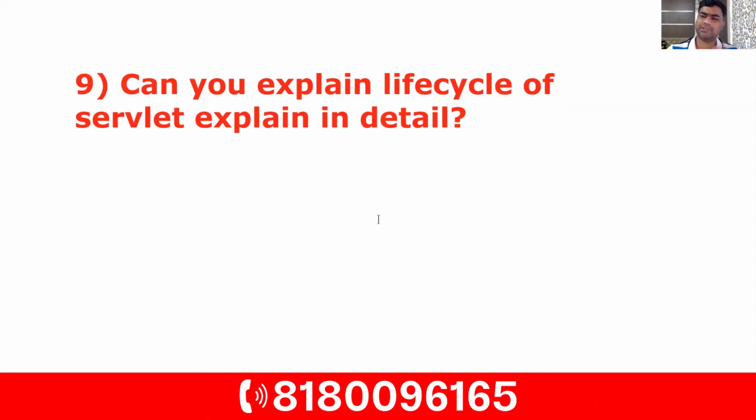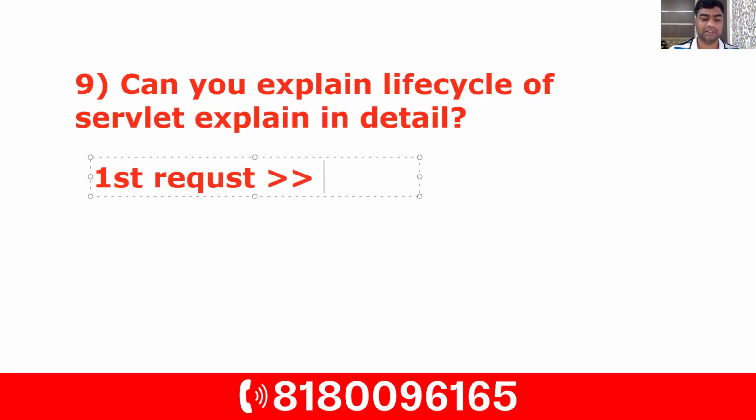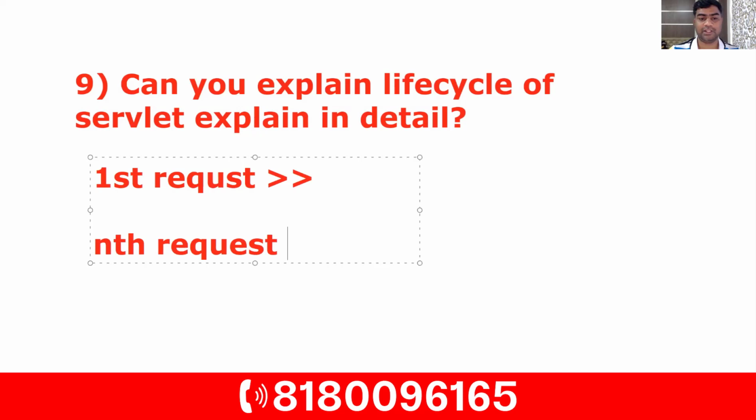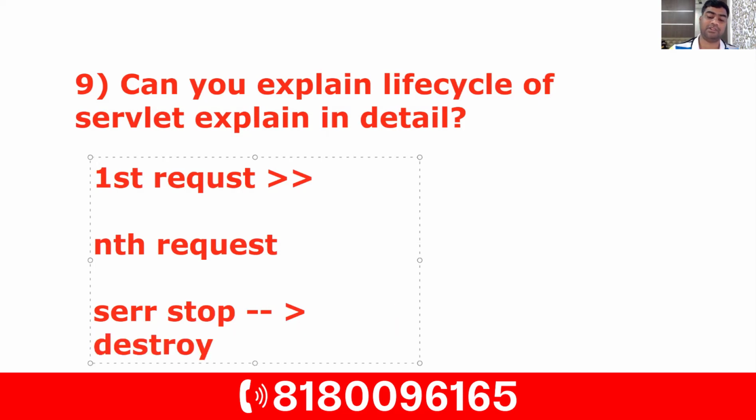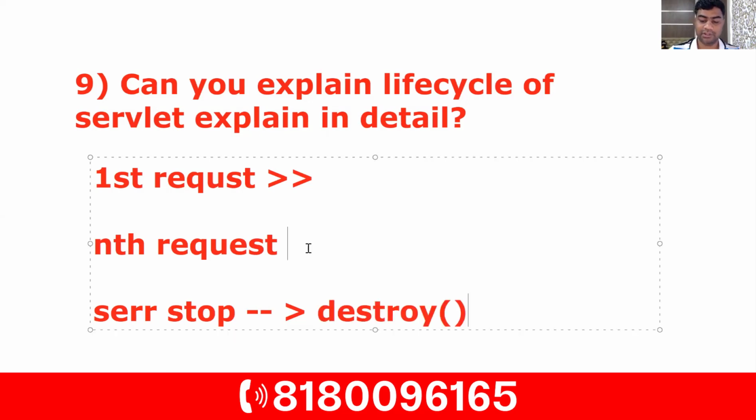Any request you send goes to the service method. But whenever we stop a server, the destroy method will automatically get called. To write this, you should explain what happens as the first request, then the nth request, and then say server stop. Whenever you are stopping the server, which method will get called? Destroy. In the nth request, only service will get called.